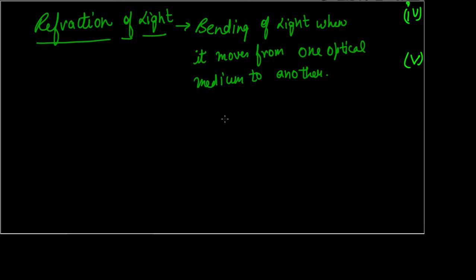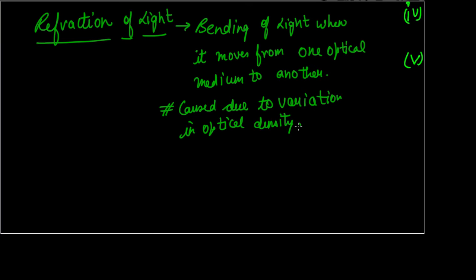And this is caused due to variation in optical density. When there is a variation in optical density, it results in the variation of speed. And when the speed of light varies from one medium to another, the light ray bends and its path also changes. This is why refraction takes place. That is, the bending and the retracing of the light path takes place. The trace of the path changes, right? This is what refraction of light is and how it is caused.